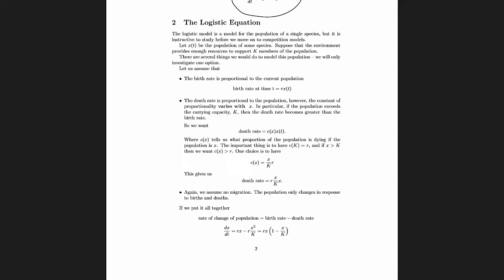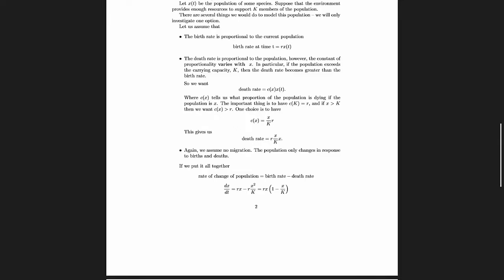Let's just suppose that our environment has a particular carrying capacity k. What that means is that the environment can only support k members of the population. If the population gets above k, then your population should start declining. Okay, that's what we're going to assume. Again, there are lots of ways we can do this. I'm only going to investigate one very classic option.